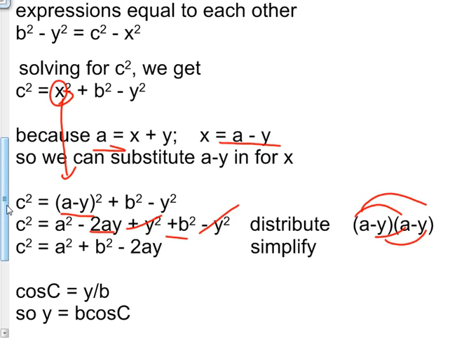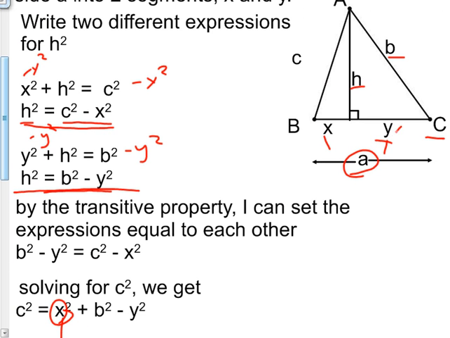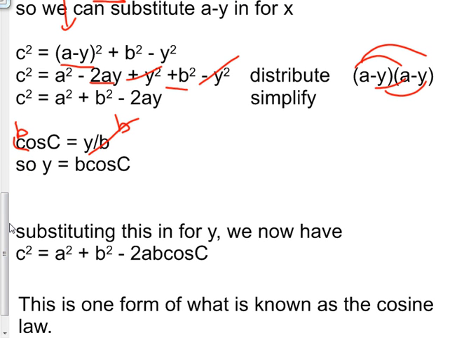But then, cos of angle C is equal to y over b. So cos of our angle C is equal to adjacent over hypotenuse, or y over b. Okay, that's true. So if we solve for y by multiplying by b on both sides, we get y is equal to b cos C, and then we can substitute that value in for y in our equation. So c squared is equal to a squared plus b squared minus 2ab cos C. This is one form of what's known as the cosine law.